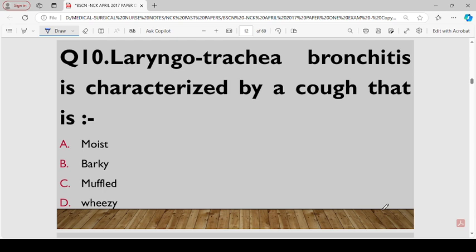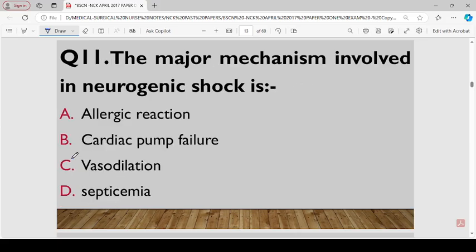Laryngotracheobronchitis is characterized by a cough that is, yeah, if you're looking at the stridor, it's barky cough, right? It's barky cough.